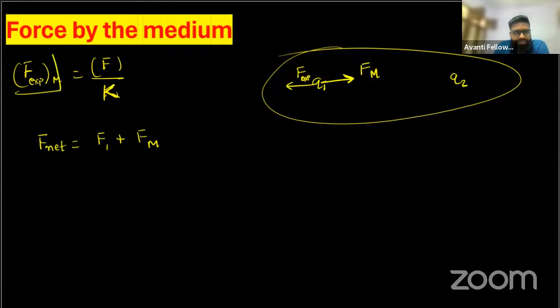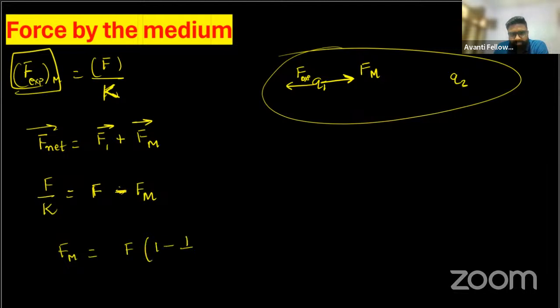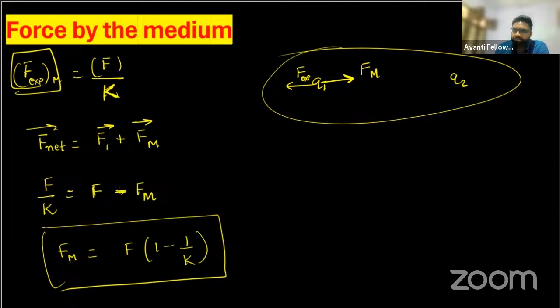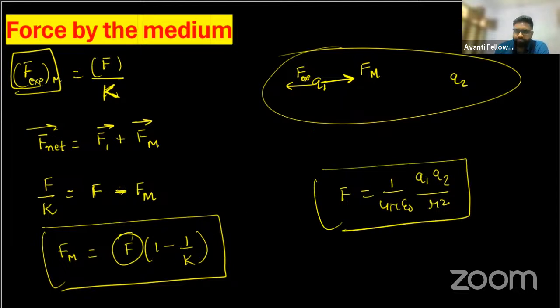Now F net is the force experienced, the final force experienced, that is F upon K, equals F1, which was the earlier force in vacuum. We can just write it as F minus F of medium. Why minus? Because it is opposite in direction. This is the vector sum, and this is the magnitude sum, so we have to take the minus. Now the force applied by the medium is equal to F into 1 minus 1 upon K. So this is the force applied by the medium. What is the value of this F? F is equal to 1 upon 4 pi epsilon naught Q1 Q2 upon R square. So if a question asks what is the force applied by the medium, you can get it directly from this formula.